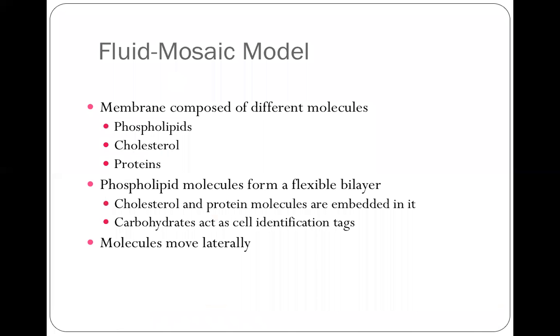So our cell membrane is a fluid mosaic model. Mosaic meaning it's composed of a whole bunch of different things. It's phospholipids, cholesterols, proteins, and they are not stuck in one place. They actually float within the bilayer. Okay, so it is fluid, and that's what that means. The molecules that make up the phospholipid bilayer don't necessarily move in and out of the cell, but they can move laterally across the cell. Cholesterol and proteins are embedded in it, and carbohydrates act as cell identification tags. This is part of how our body knows what self is versus what something foreign is.